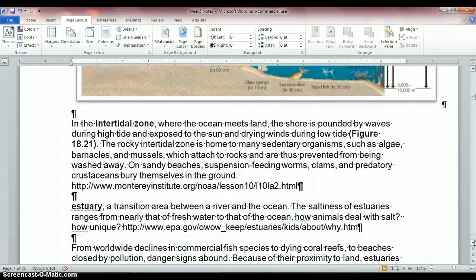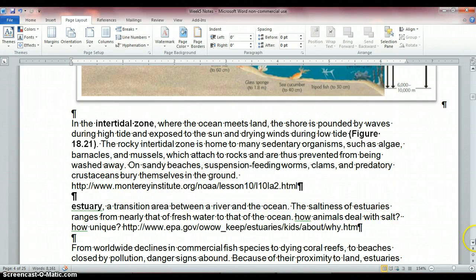So more in the water world. The intertidal zone, where the ocean meets the land. This is the shores pounded by waves during high tide and exposed to the sun and drying winds during low tide. The rocky intertidal zone is home to many sedentary organisms, so they're just going to hang around. And these include algae, barnacles, and mussels, which attach to rocks and are thus prevented from being washed away, right? And on sandy beaches, suspension-feeding worms, clams, and predatory crustaceans bury themselves in the ground.